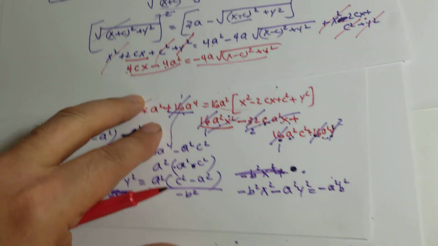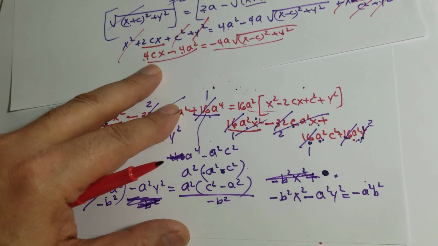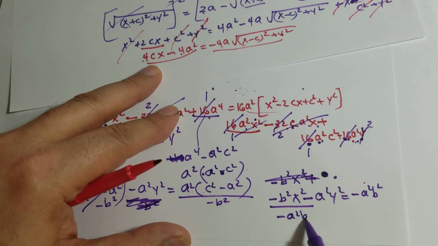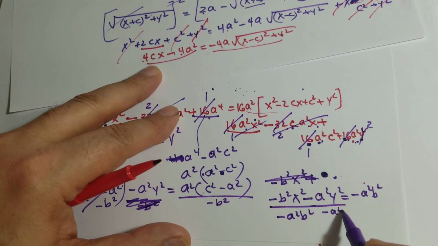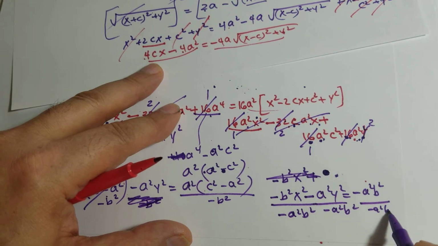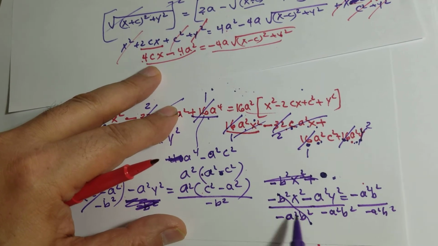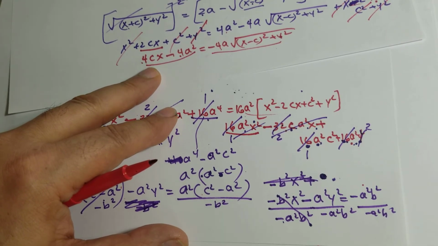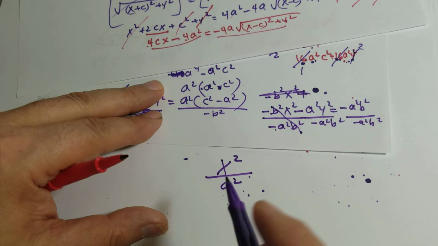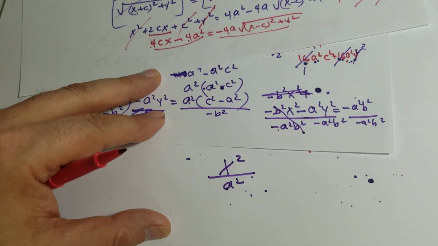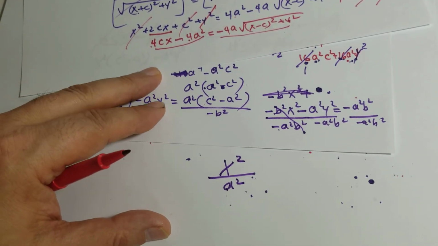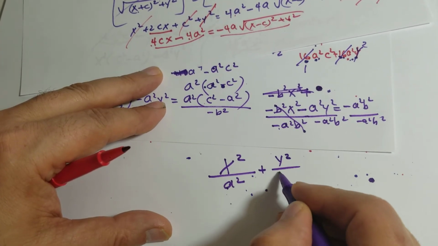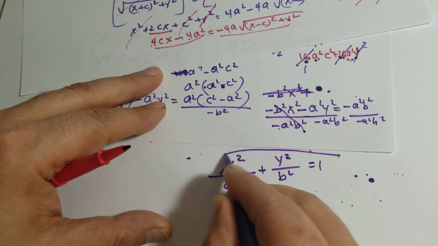I divide both sides by negative a squared b squared. Negative over negative is a positive. That's x squared over a squared. And what was that a? Half of the length of a major axis. Negative over negative is a plus. y squared over b squared equal to 1.